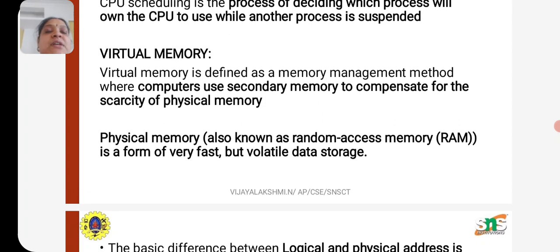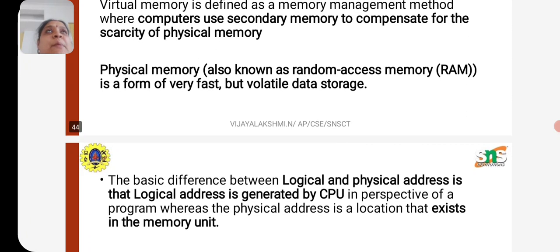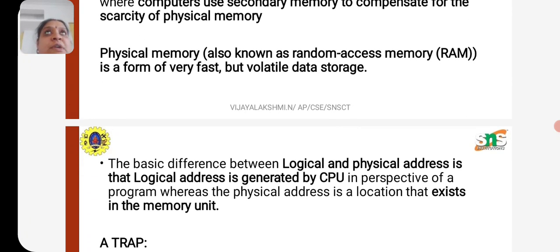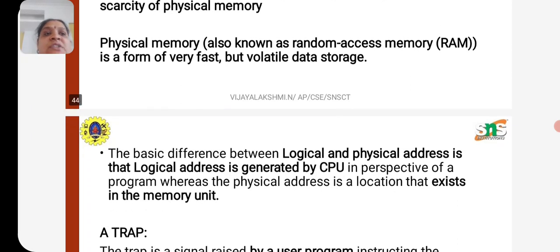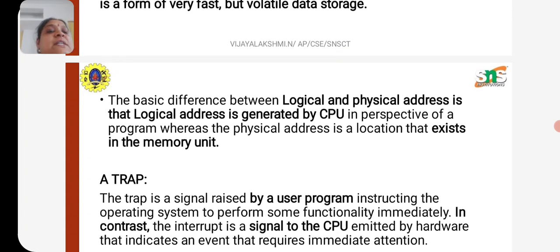Virtual memory is actually a memory management method where computers use secondary memory to compensate for the scarcity of physical memory. Physical memory, I can say it is RAM, which is a form of very fast but volatile data storage. I can't store anything on the RAM, rather I can perform only execution. What is the basic difference between logical and physical address?